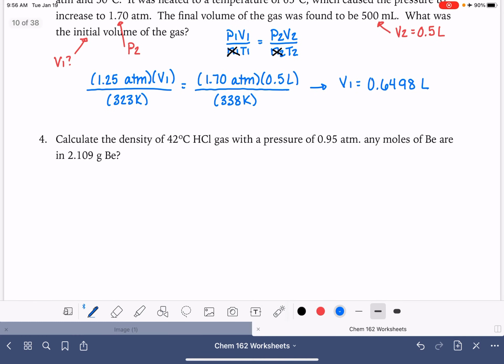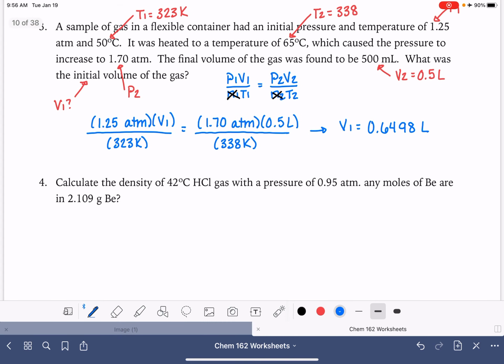We have one more problem on this worksheet. This is a gas density question asking us to calculate the density of gas. I don't know what happened here. It looks like there's some extra words copied into the end of this problem. We can ignore that. The equation for determining the density of a gas is the molecular weight, which I'm just going to abbreviate MW, the molecular weight of the gas times the pressure of the gas divided by the gas constant R and the temperature T.